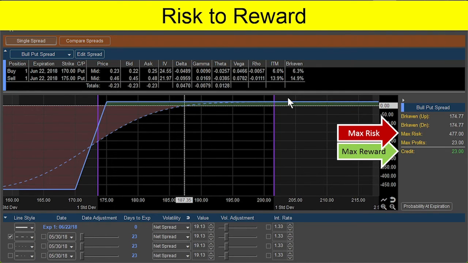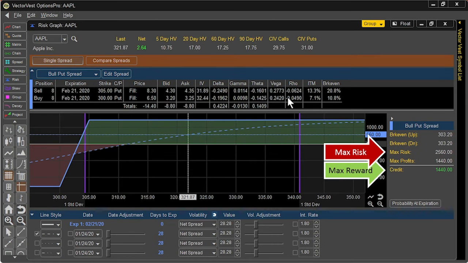I want you to think about that. Let's say you are 90% right. Every time you make money, you make $23, and every time you lose, you lose $477. This is not good. If you want a general idea of how risk reward should look, this is how it should look on a trade. In this case, my maximum reward is $1,440 and my maximum risk is $2,560.